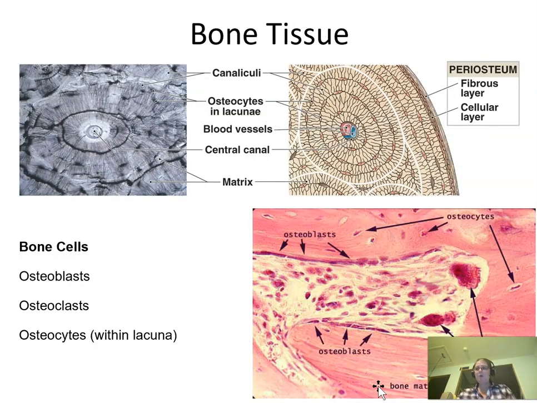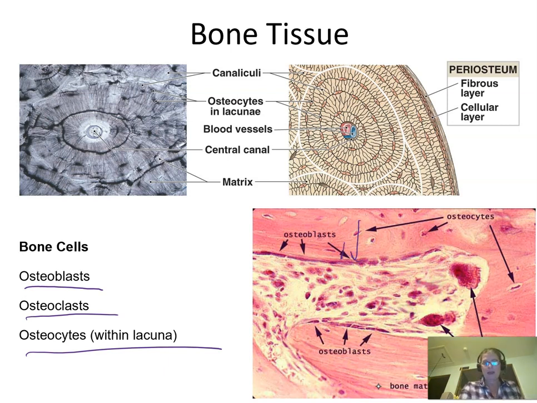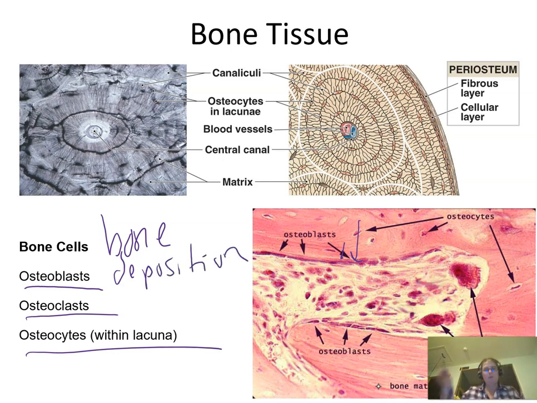If we look at bone cells, the three types we're going to look at right now are osteoblasts, osteoclasts, and osteocytes. Osteoblasts, as you can guess, are cells that make bone. Their job is to actually manufacture bone. So we might say bone deposition because they're depositing new bone. They're going to be trying to get calcium, get that matrix made and calcium in.